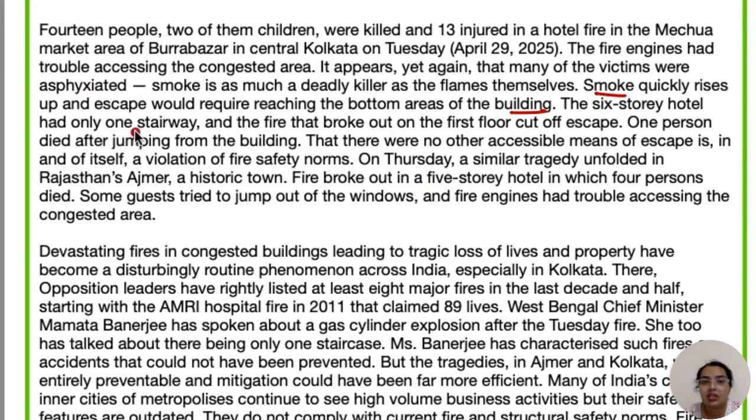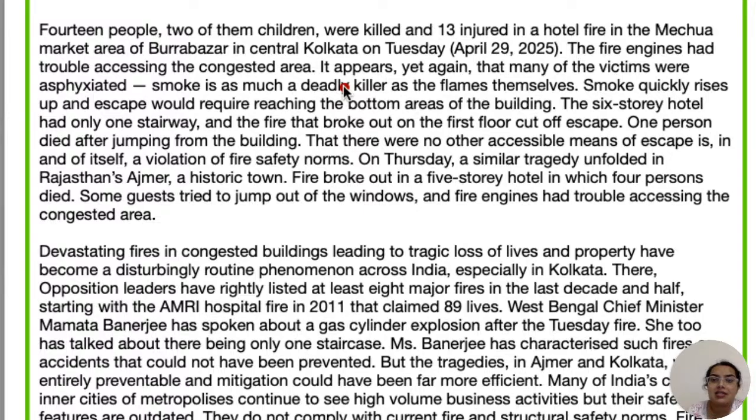एक ही वहाँ पे था जाने की जगह. And the fire that broke out on the first floor cut off escape. और escape हो नहीं सकता था क्योंकि fire ही first floor पे लगी थी. One person died after jumping from the building. That there were no other accessible means of escape is in and of itself a violation of fire safety norms. Fire safety norms बोलते हैं that it should not be just one way out, one escape route नहीं होना चाहिए, right? So this is the violation of it.